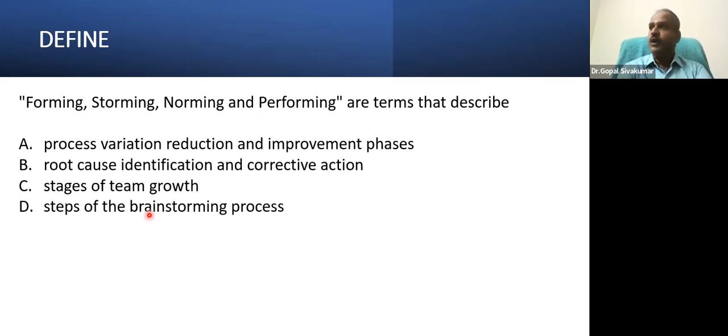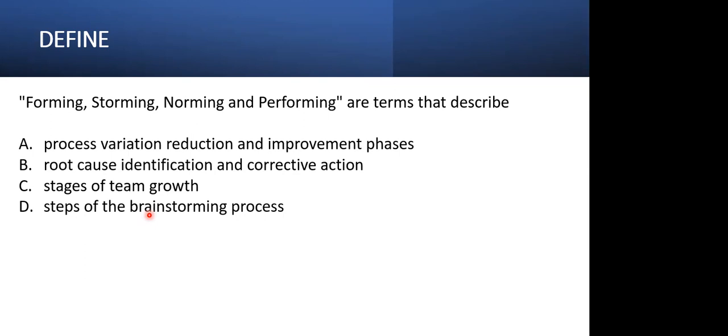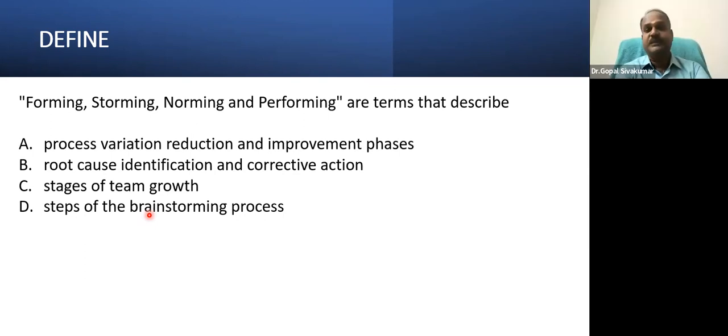Forming, storming, norming, and performing are the terms that describe stages of team growth. We did not spend time separately on this. However, in any project you work on, the first step will be forming a team. As soon as you form a team, you know what will happen? They'll fight each other, storm. They may not agree to something, and then you collect data and do some analysis, then things will become normal. Isn't it? Once they see data, things will settle.